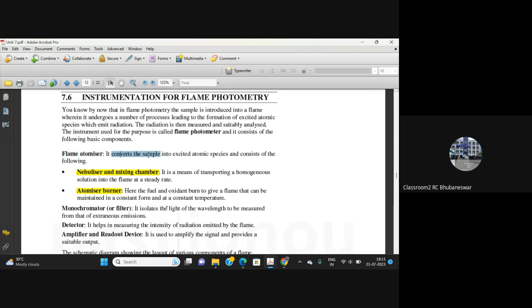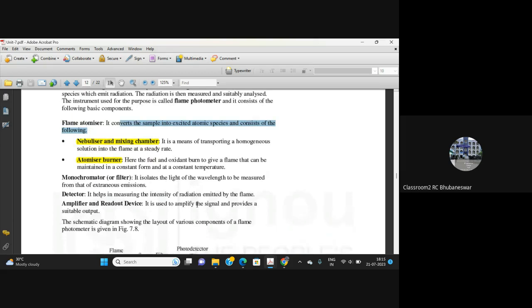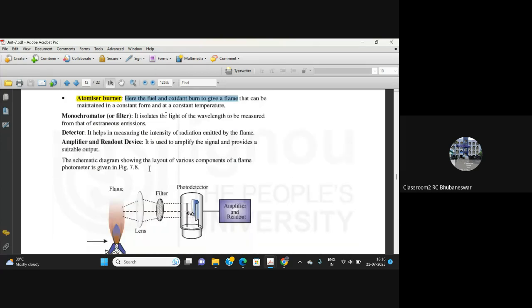It converts the sample into excited atomic species and consists of the following parts. One is the nebulizer and mixing chamber, where the mixing or homogeneous solution happens. Then the atomizer burner will be there. Here the fuel and oxidant burn into the flame, which can be maintained at a constant temperature. So due to the presence of this fuel and oxidant, the atomization happens.